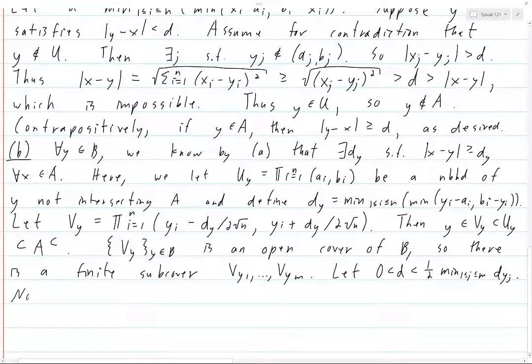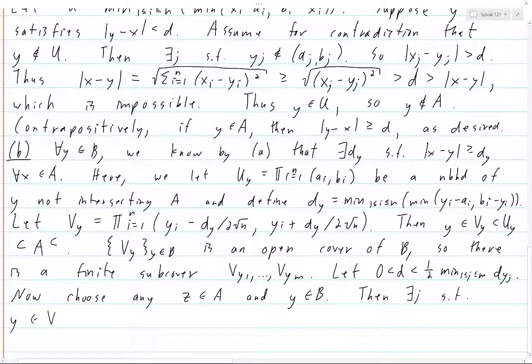Rather, we need to use this x that we've chosen already, that's fixed. So now choose any, we'll call it, no, we're using a's as indices. z in A and any y in B. So of course now we're completely throwing out the window the whole alphabetical order thing, but whatever. Okay, let's see if this argument still works. Then there exists a j such that y is in Vyj, because the Vyj's are a cover of B.